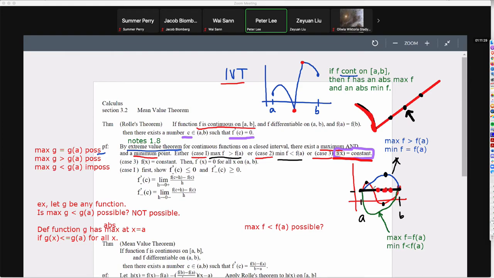The derivative is 0. So for the black curve, although the mean value theorem guarantees that there's at least one point where the derivative is 0, if it's case 3, a constant function, the derivative is not 0 at just one or two points. The derivative is 0 at all the points in the middle. So it's obvious, basically. There really is not much to prove under case 3.